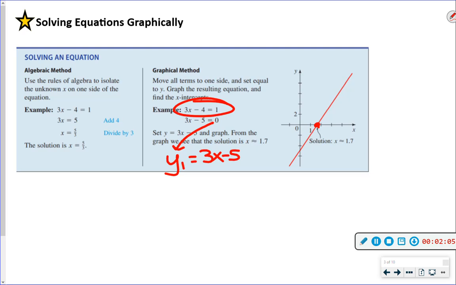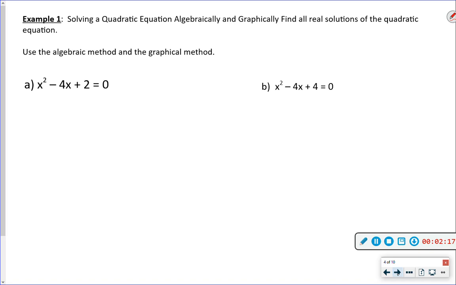I'm going to show you how your calculator will find that point for you today. So when I'm solving equations, I put it in the y equals menu and look for where it hits the x-axis. Now, they're not all going to be nice, pretty whole numbers, obviously. So I'm going to show you how your calculator will find those for you today. First up, they're just wanting you to see the relationship between solving it algebraically and graphically. So solve it algebraically and graphically, find all real solutions.